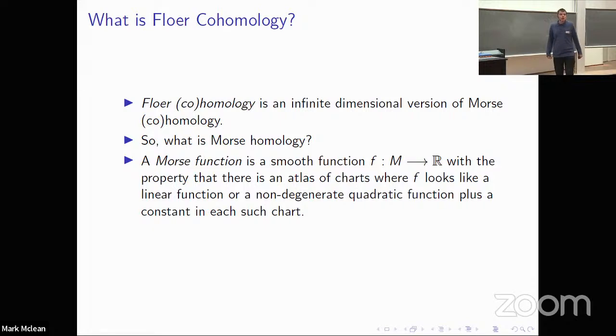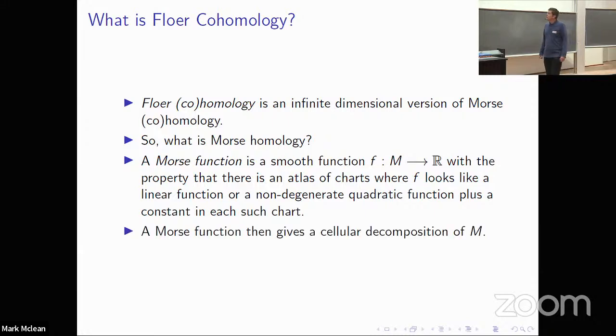With Morse homology, you start with a Morse function. One way of describing a Morse function is as a smooth function which locally looks like either a linear function plus a constant or a quadratic function plus a constant in local charts. Or equivalently, it's a smooth function where the critical points have non-degenerate Hessian, which is maybe the more standard way of describing it. So that's a Morse function, and we want to use it to study the topology of the manifold M. A Morse function gives a cellular decomposition of the manifold M. How does it do that?